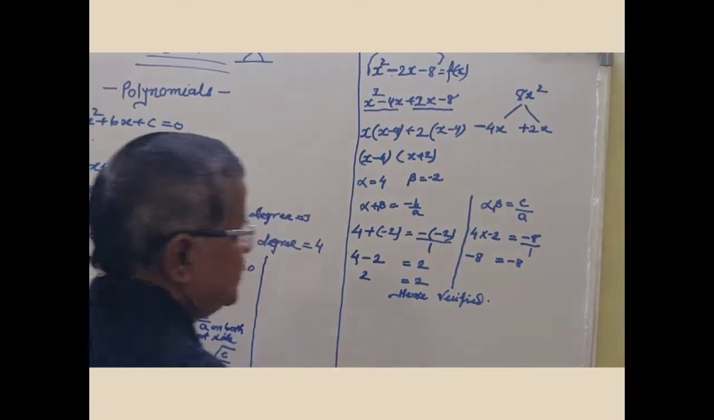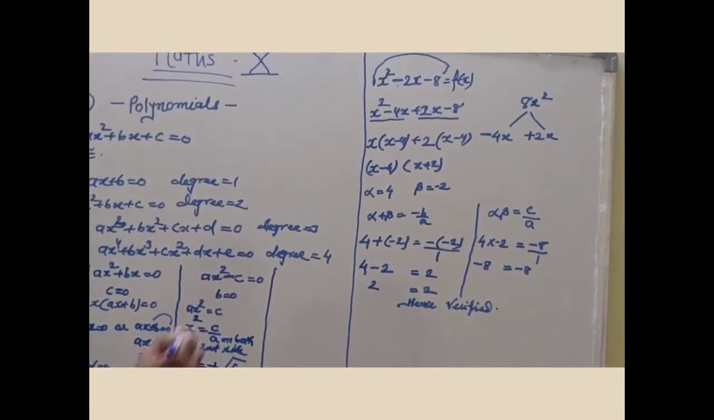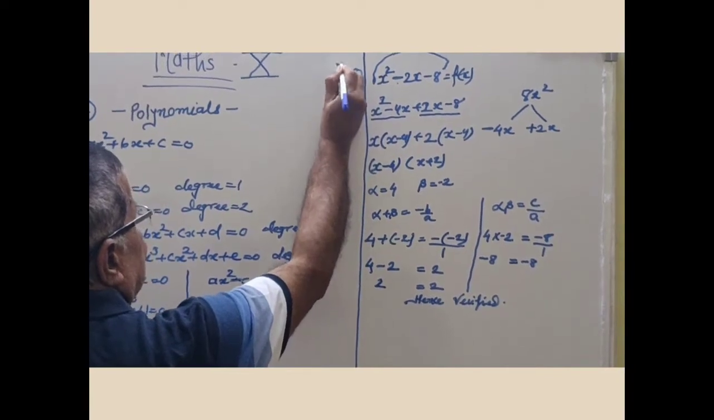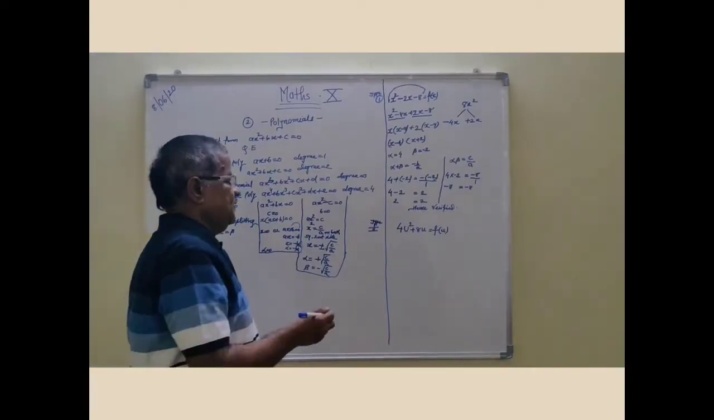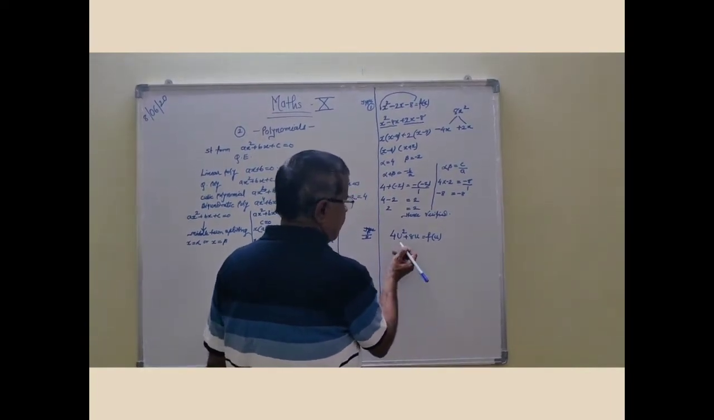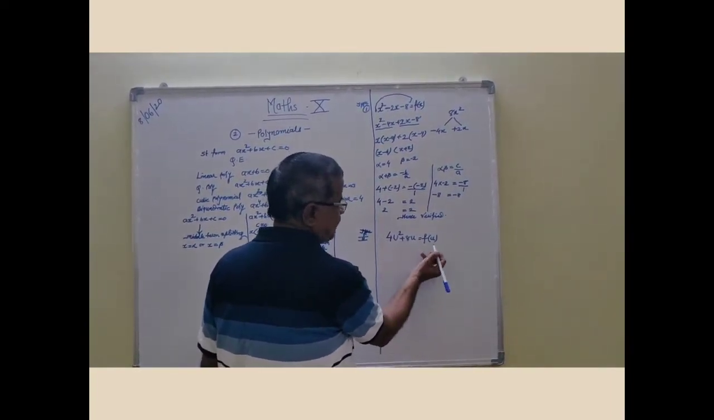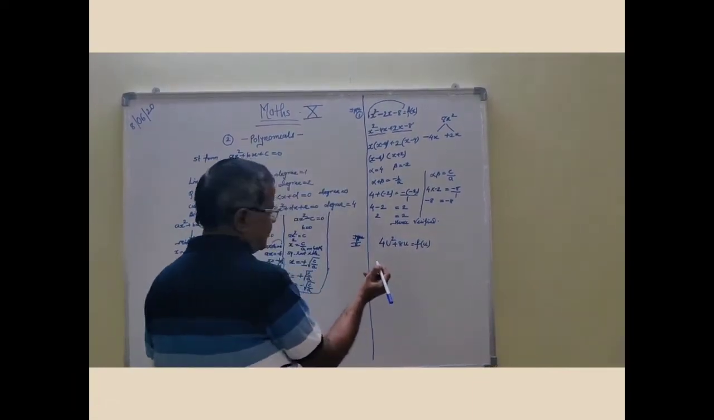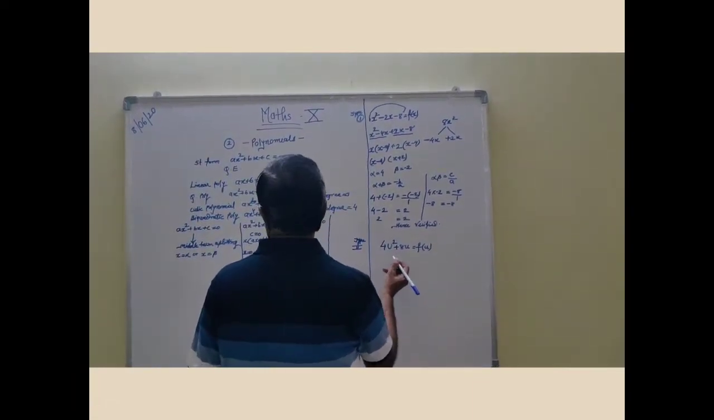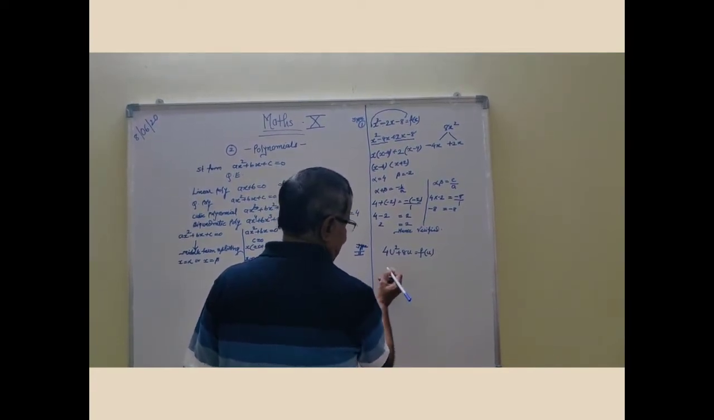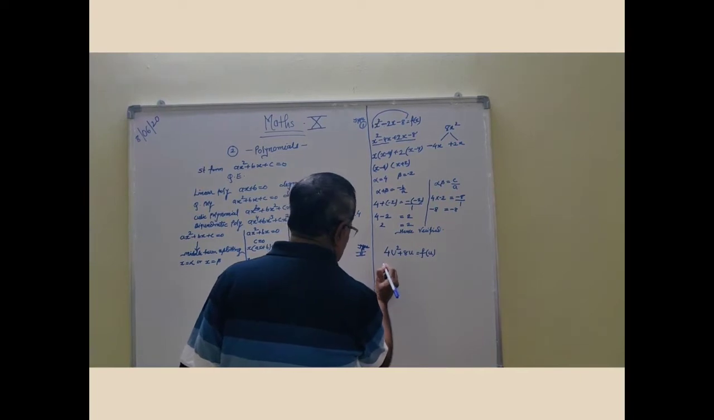Okay, understand? This type is the first type. This is the type 1 problem. Now we start the second type. This is 4u square plus 8u is equal to f of u. This is the second type, that is ax square plus bx is equal to f of x. Now I will take out common from this.